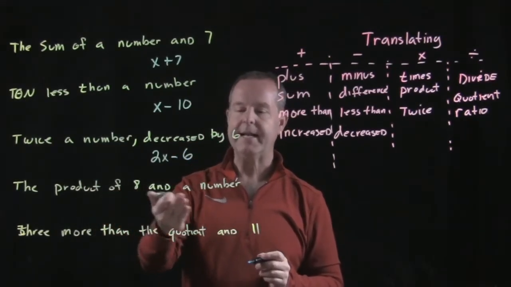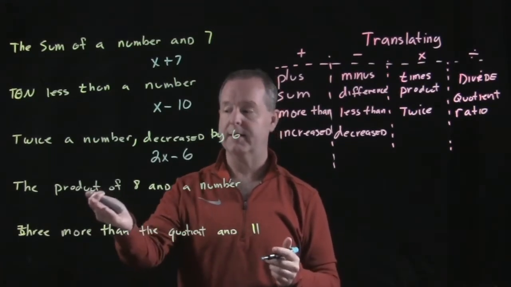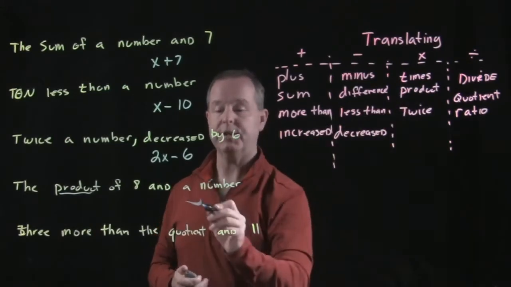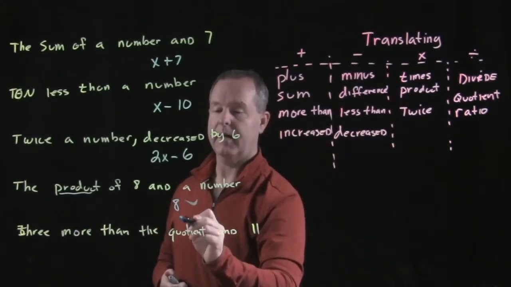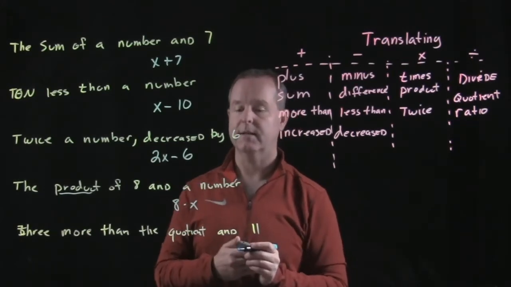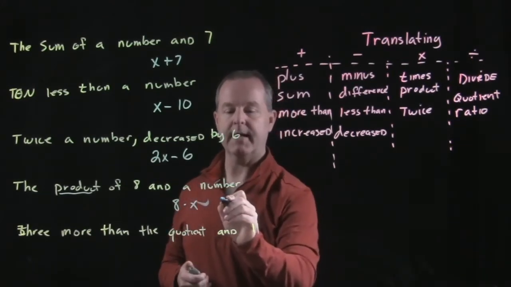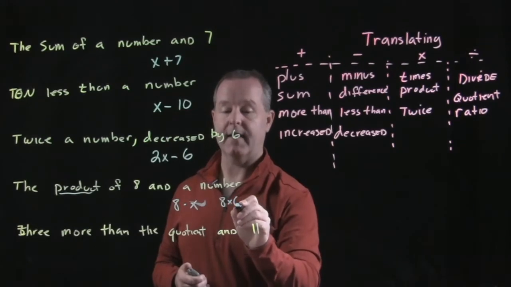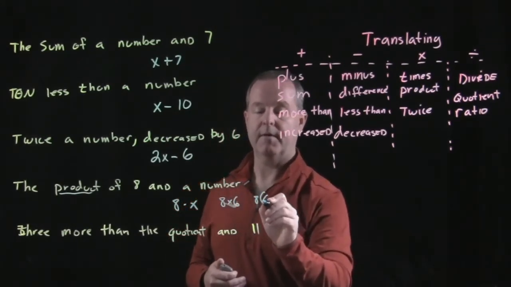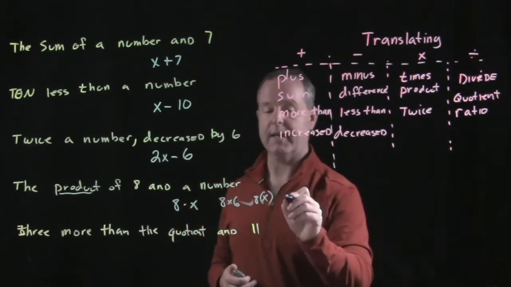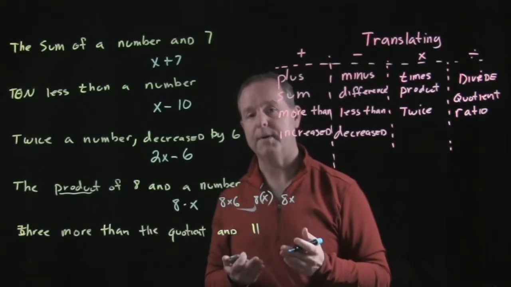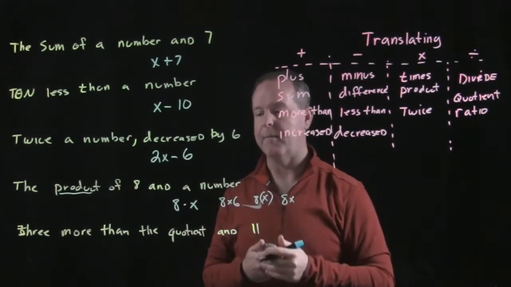The product of 8 and a number. Product is a key word right here that I see. Product means multiplication. So 8 and the number, the product, 8 times x. You may also see that written as 8 times x that way, or you'll see it as 8 parentheses x, or just 8x. All of those will represent the same idea.